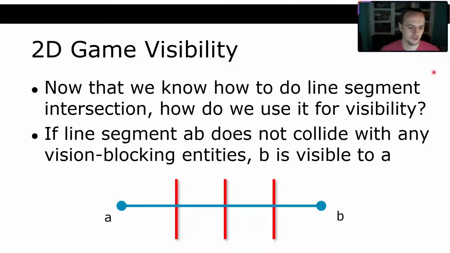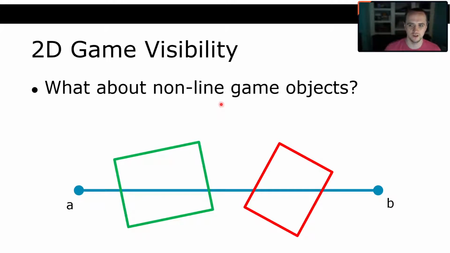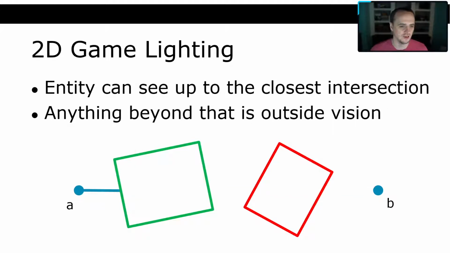And we also may want to know where this intersected, right? So we can draw that little bullet mark on the wall or something like that. So how would we do that in our game engine? Well, what if our entities are made of rectangles and they're not just line segments? What about non-linear game objects? Well, easy. They're made up of line segments, right? So you just decompose everything into its line segments and then do this check with all of those.